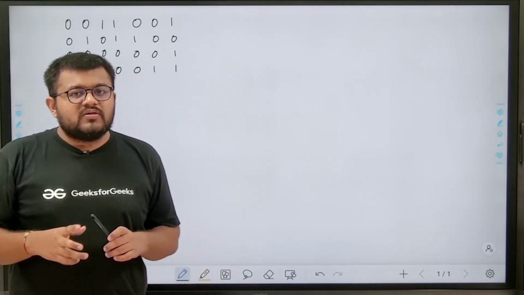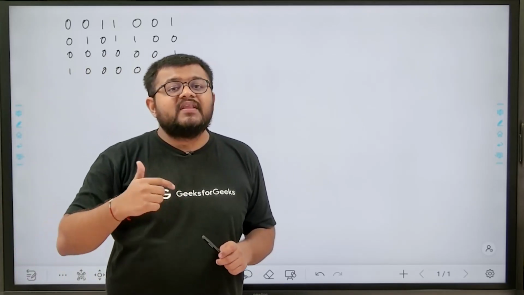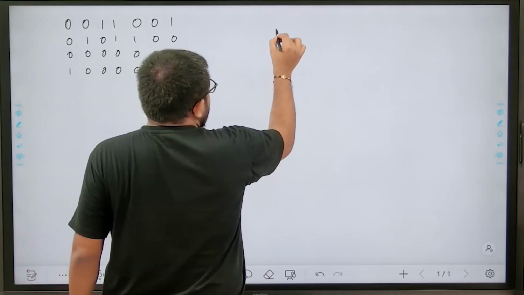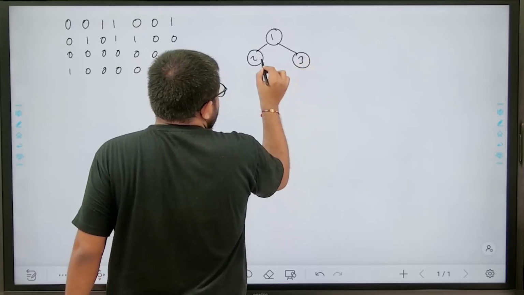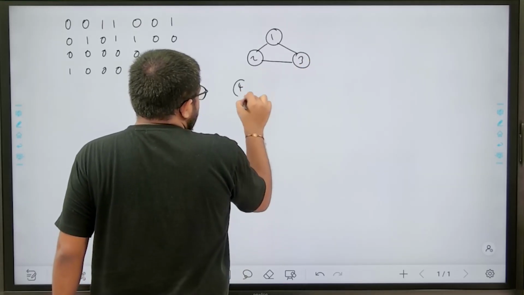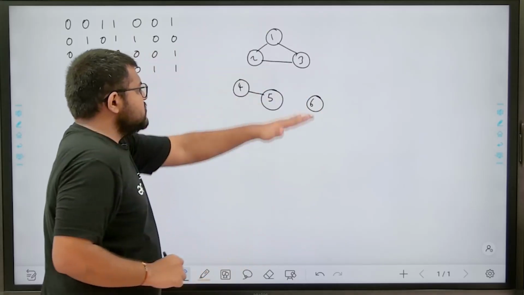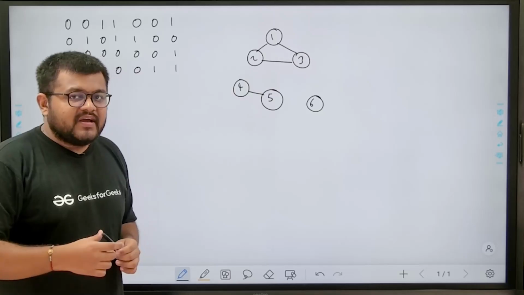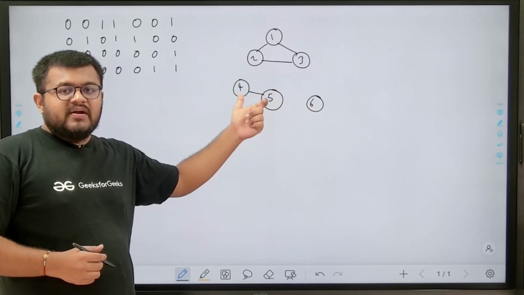Now how can we solve this question? In graphs, we have one similar question, that is, find the number of connected components in the graph. For example, suppose a graph is given: this is 1, this is 2, this is 3, and suppose this is connected, then we have 4, here we have 5, and here we have 6. Suppose this is the graph and we are asked to find the number of connected components. How many connected components are there? 3. How can we find the number of connected components?